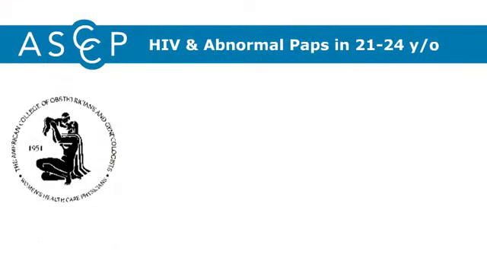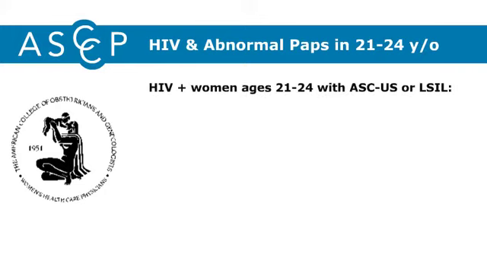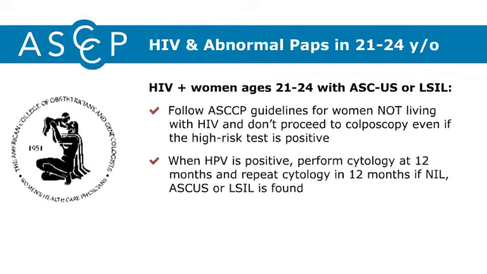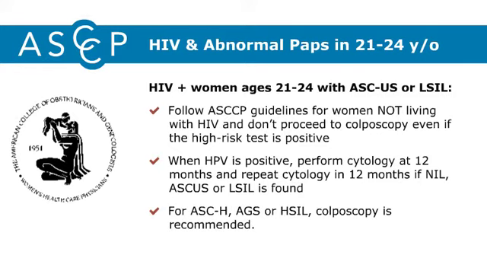You remember reading that ACOG and ASCCP differ from the panel in their recommendations for women between the ages of 21 and 24 with ASC-US or LSIL. They recommend following the ASCCP guidelines for HIV-negative women and not proceeding to colposcopy even if the high-risk HPV test is positive. When HPV is positive, they recommend cytology at 12 months, and then repeat cytology in 12 months if NIL, ASC-US, or LSIL is found. For ASC-H, AGC, or HSIL, colposcopy is recommended.